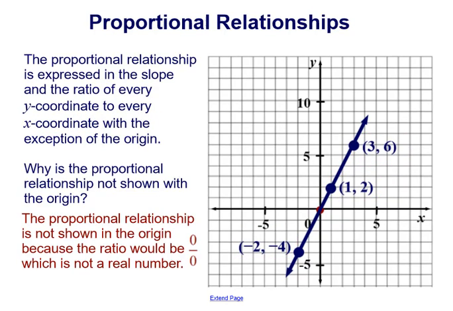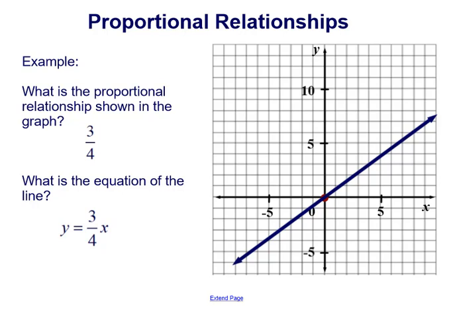Well, the proportional relationship is not shown in the origin because the ratio of 0, 0 is a problem. It's not a real number. So that's why we have to include that in the definition, that it works for every other point or ordered pair on your line except for the origin. We have to exclude that 0, 0 ratio.